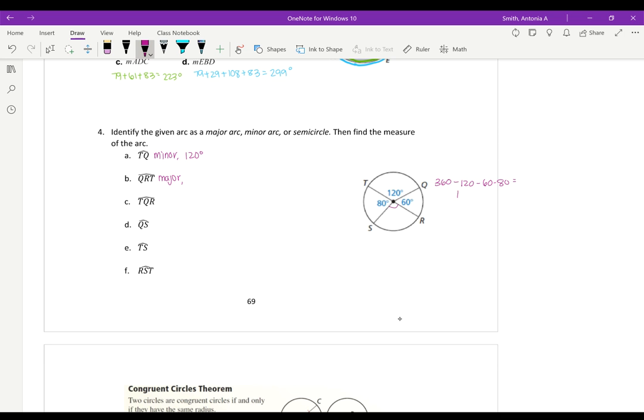And we get 100 degrees. So now to find from Q to R all the way over to T, I'm adding up these three right here, 80, 60, and 100. It's 240 degrees.